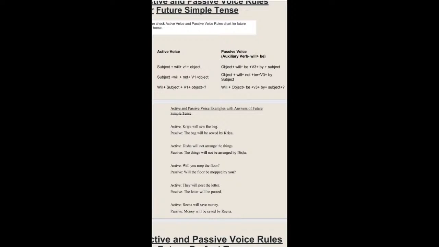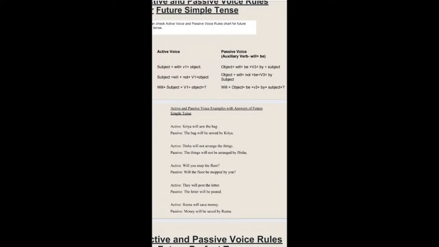By them. Okay, by them again, here it is not there, but the letter will be posted by them. So "will be" will be there. You cannot simply write "the letter will posted by them." No. When you are changing it to passive voice, you have to write a "be" there. The letter will be posted by them.